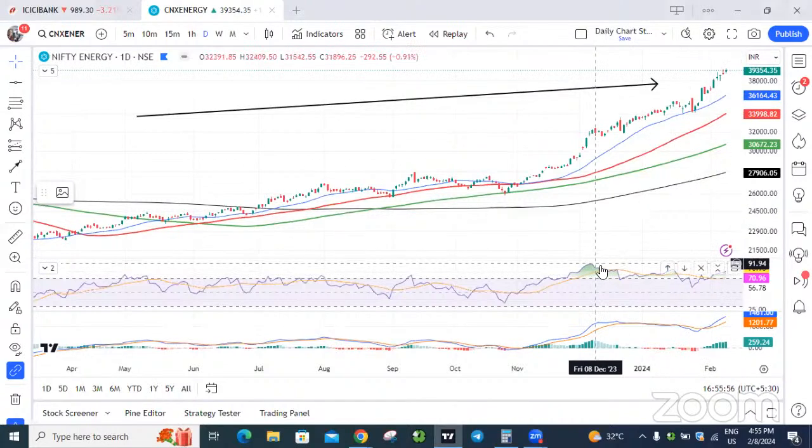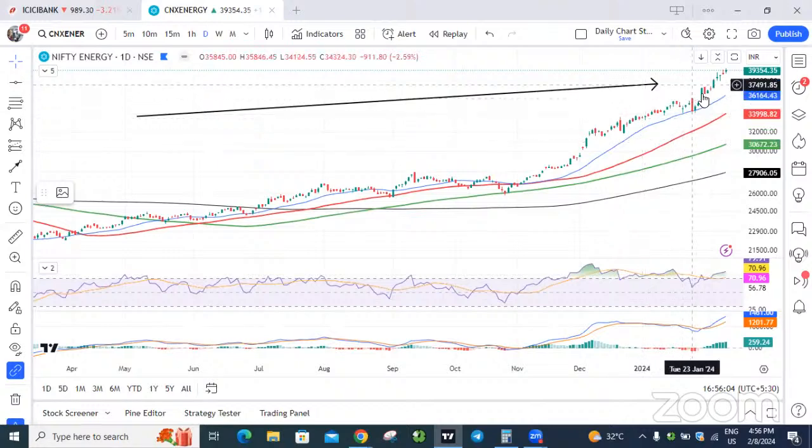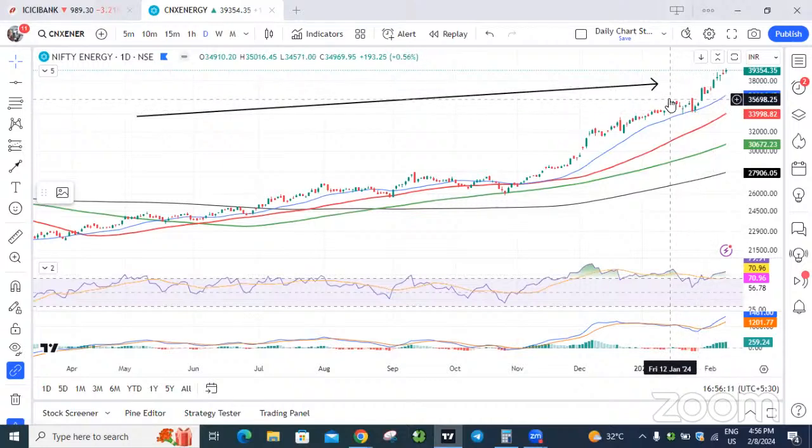And on the momentum side, it's trending almost sideways on the daily chart, and MACD is also positive. So overall, the trend is positive. So continue with the trend until it shows any signs of weakness.